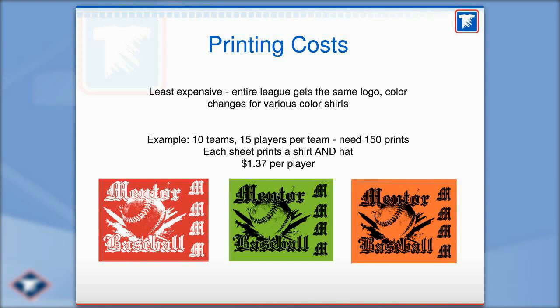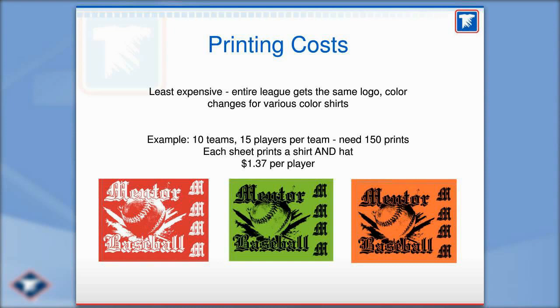But the catch to this is every color change costs you $15. So every time you change the color from white to black or to any other color, it does cost you $15. But the good news is using that strategy where all of the teams use the same front, ordering 150 of these, it ends up only being $1.37 per player.